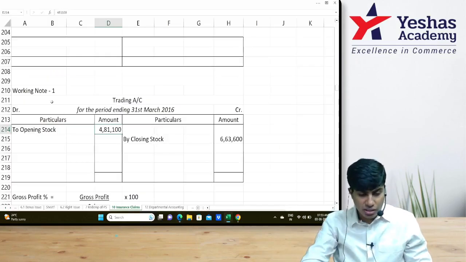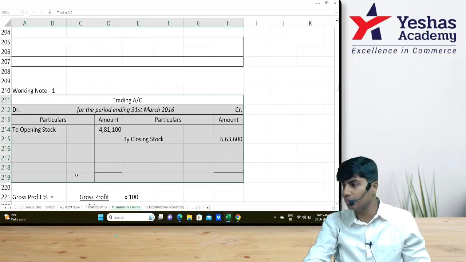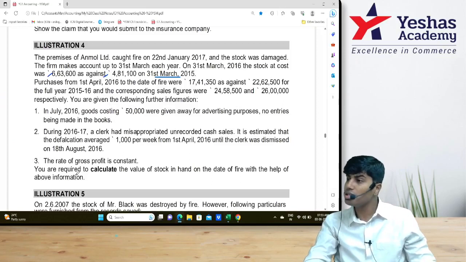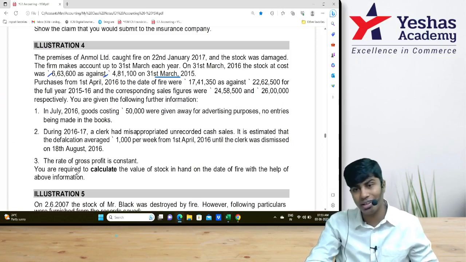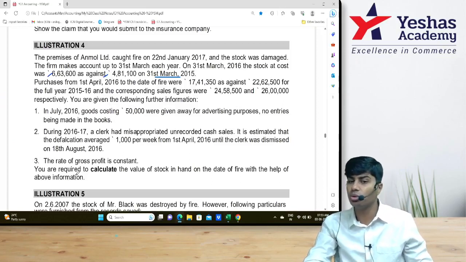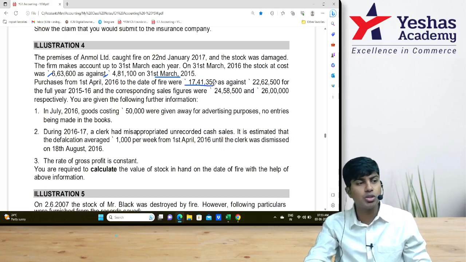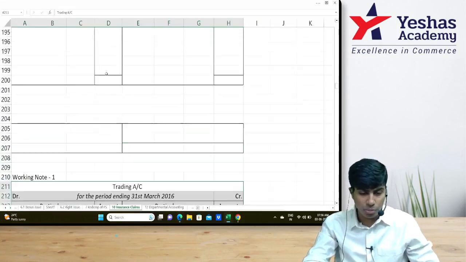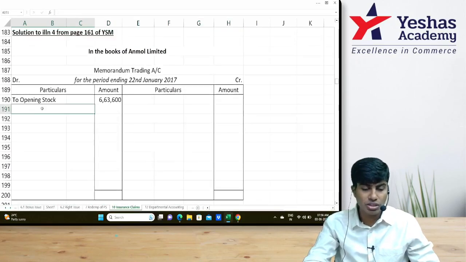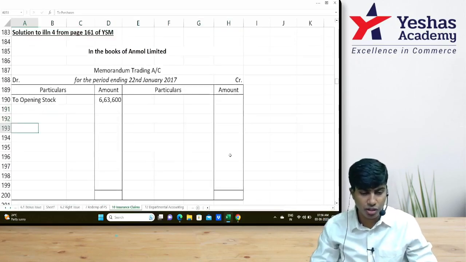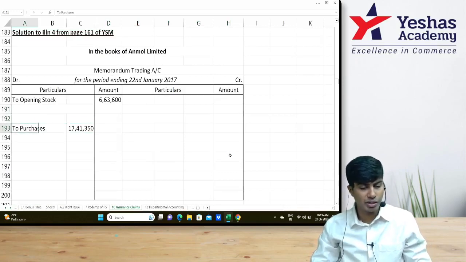This trading account is for 2015-16, and our memorandum trading account is from 1st of April 2016 till 22nd of January 2017. Right? Then what's after that? Purchases. 17,41,350 is during the memorandum trading account period. But I'll write it in the inner column. Why? There is an adjustment: goods given away as free samples for advertisement are not recorded.